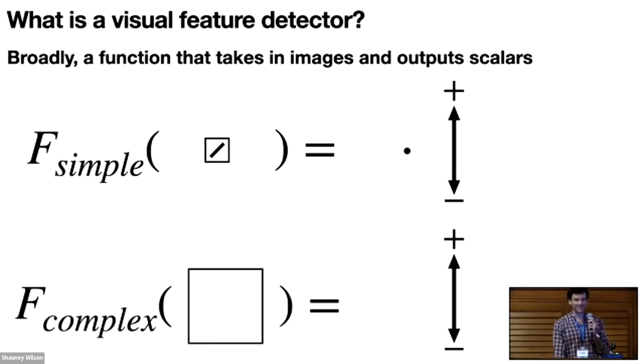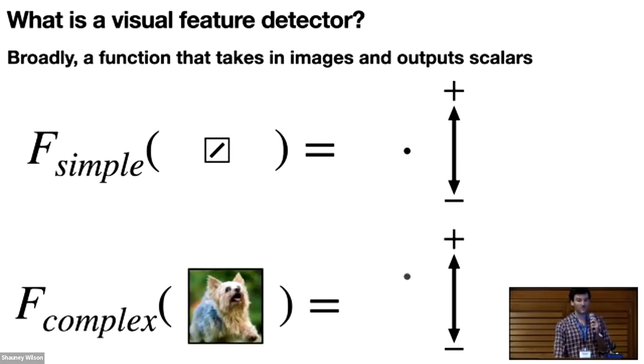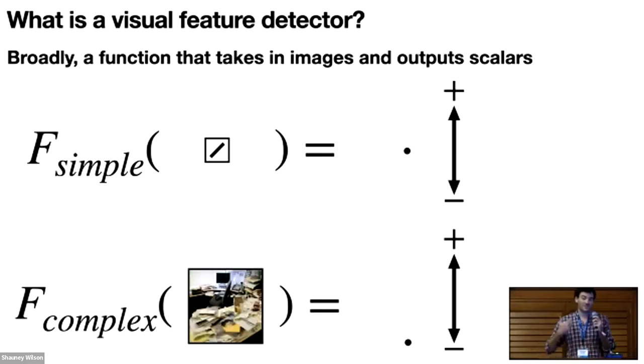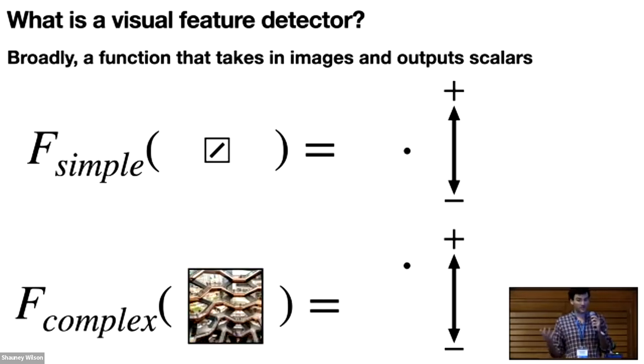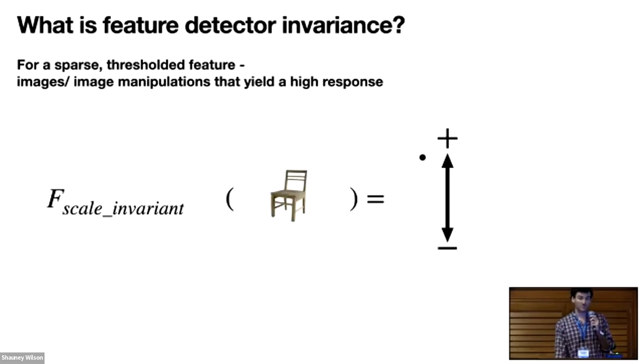Okay, so this work is concerned with what I'll call a complex feature detector in contrast, which has a big receptive field and takes in natural images. And these are usually harder to understand, right? They're ostensibly detecting something, but the function is pretty complicated and it's not always obvious what that something is. So one avenue into understanding a complex feature detector is to think about its invariances. So for neural features, which have sparse responses and are thresholded at the bottom, we can think of invariances as just the images and image manipulations that yield a high response for that feature, right?